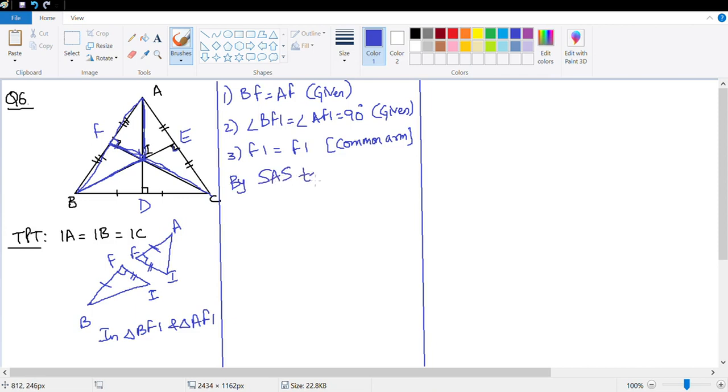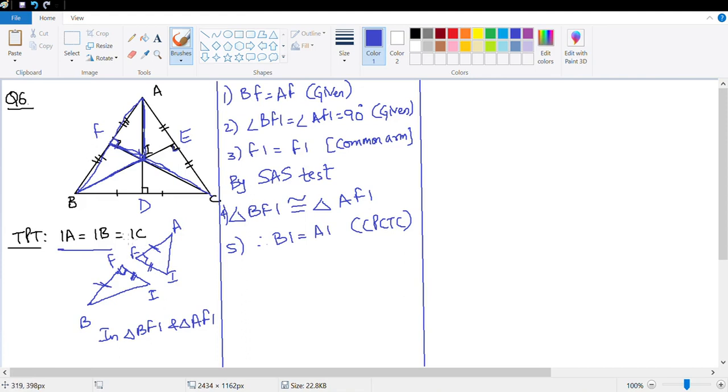So by SAS test. This is side, then angle, and then side. The angle is between these two sides. Triangle BFI is congruent to triangle AFI. This is my number 4. Number 5 would be, therefore, BI is equal to AI. CPCTC. So I have proven BI and AI are equal, which is proving this part of my question.